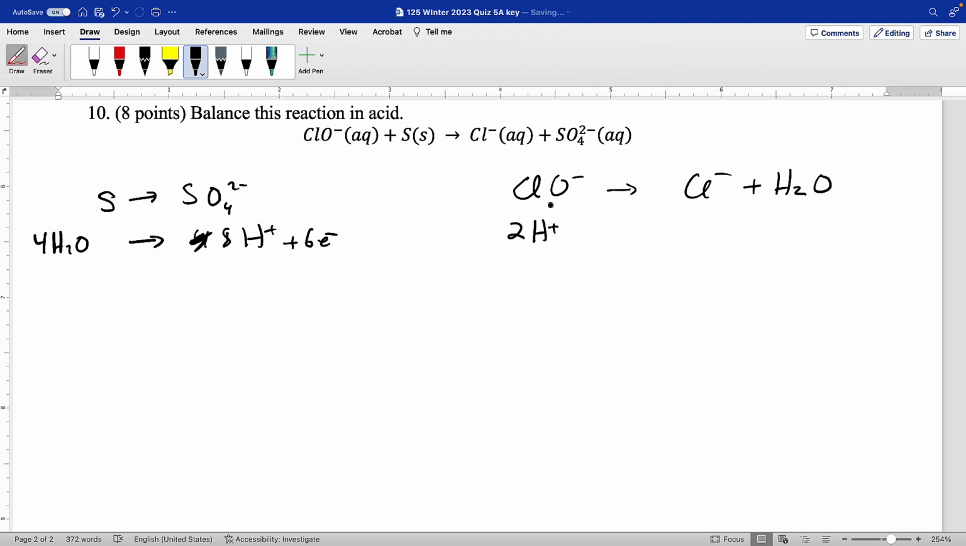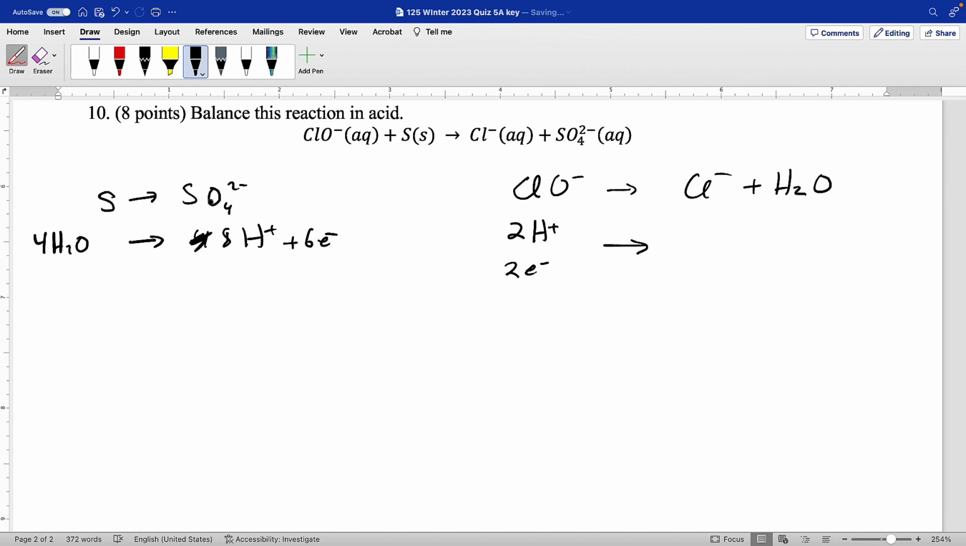Over here, I've got +2 -1, so I've got a total of +1 on the left. I've got -1 on the right, so I need to somehow balance that. If I add 2 electrons over here, then the net charge is going to be -2 +2, that's 0, and then another -1, so I get -1 and -1, so the charge balances. Okay, so the chlorines are balanced, the sulfurs are balanced, oxygen's balanced, hydrogen's balanced.